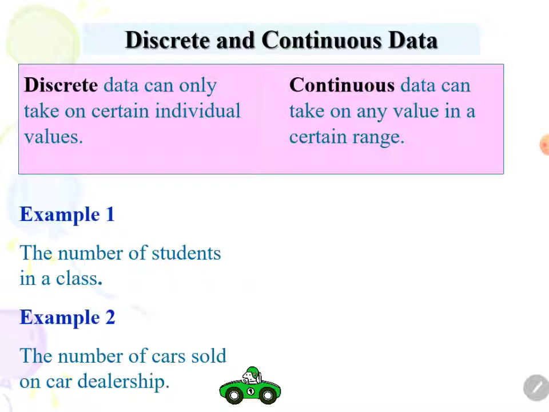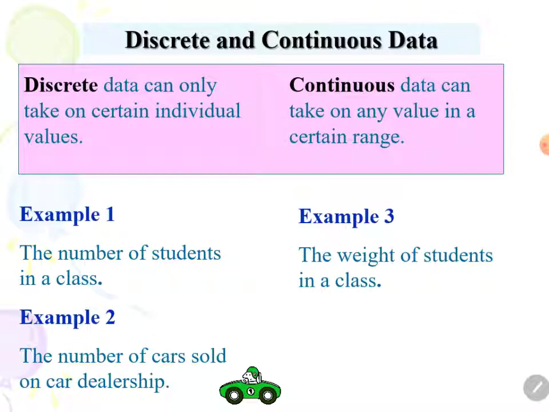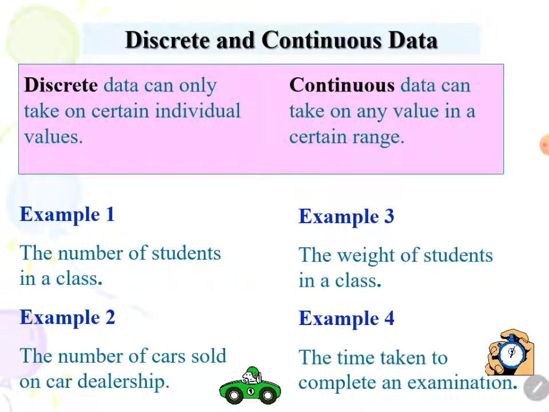Okay, and then the number of cars sold at a car dealership. So it will be discrete data. And then continuous data, we will have the weight of students in a class and the time taken to complete an examination.